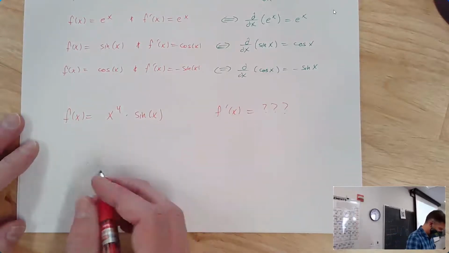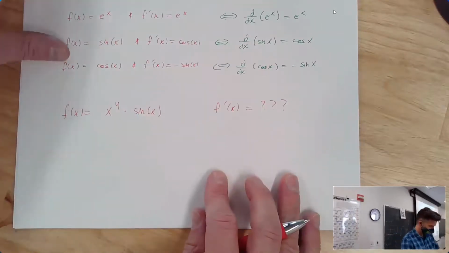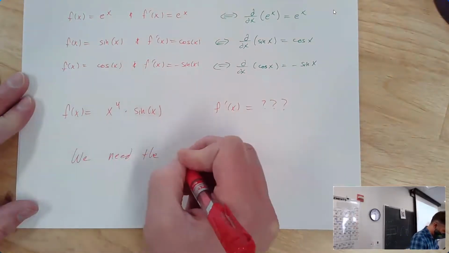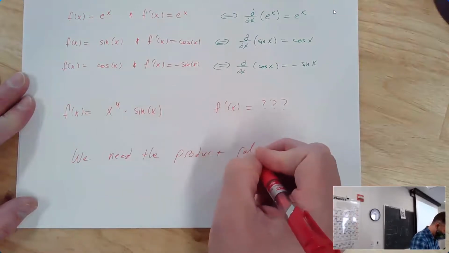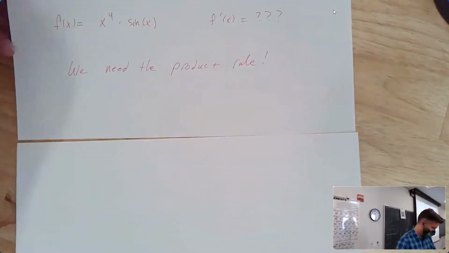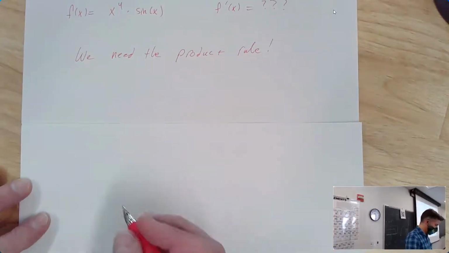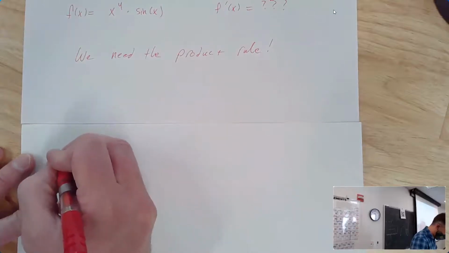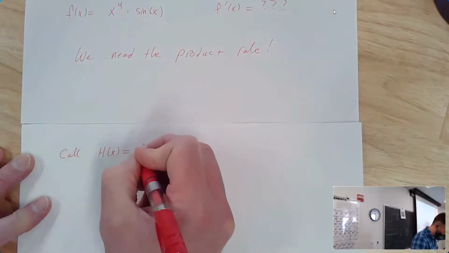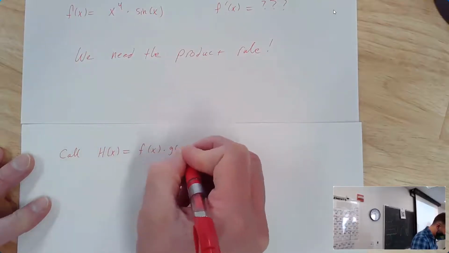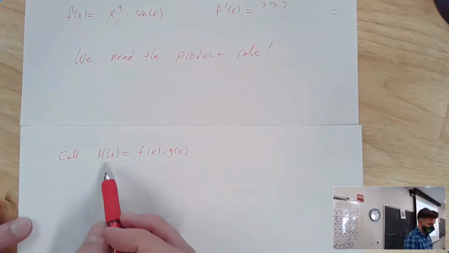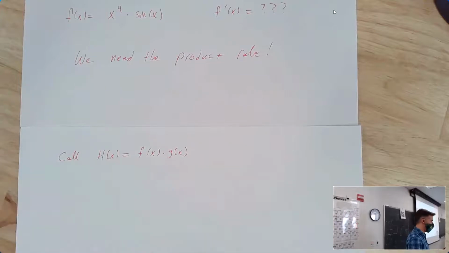I have enough room here? Not really. So let's just write some words. We need the product rule. Well, let's do it. So usually people do this in the following way. Let's call capital H of x equal to the product of little f of x times g of x. Most books usually use a capital F instead of a capital H, but I find it nicer to have a different letter so we're not confusing our f's with our F's.